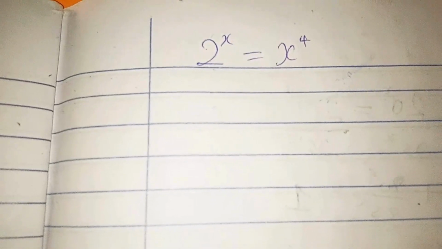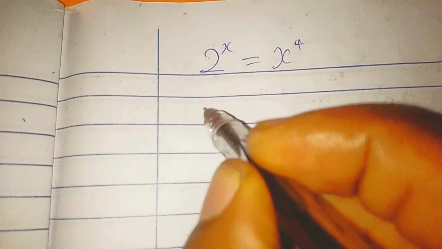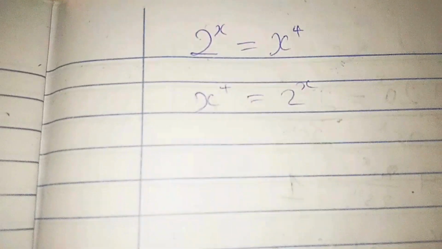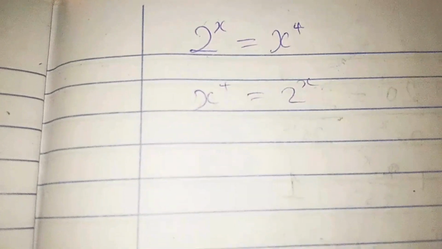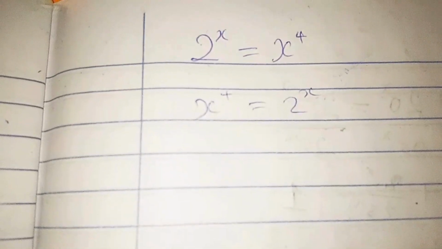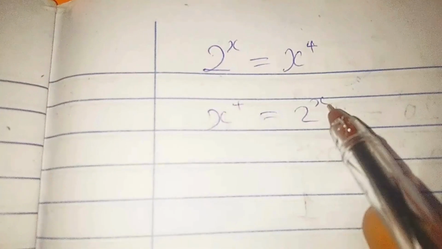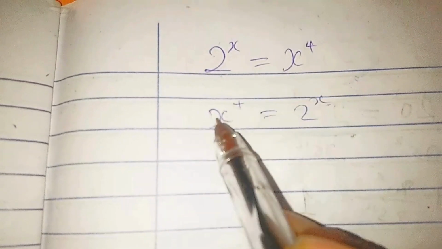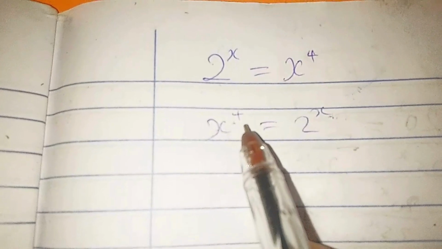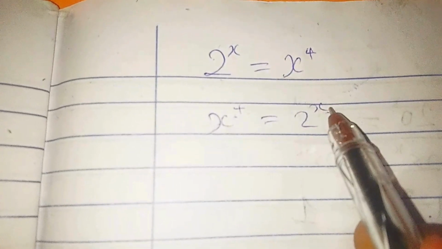So the first thing to do, let's rearrange this a little. So x raised to power 4 is equal to 2^x. The next thing we are going to do is make x the subject of formula. For us to make x the subject of formula, we need to find a way of moving this x from this place to this and move this 4 from here to here. So how do we eliminate 4 from here? How do we eliminate x from here?